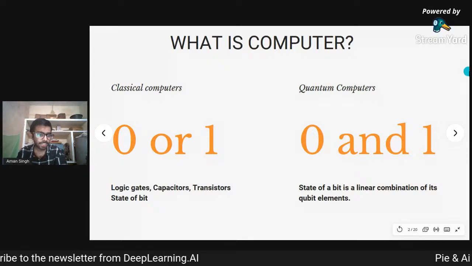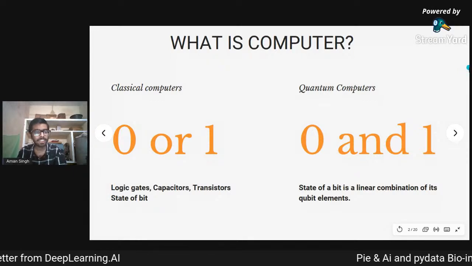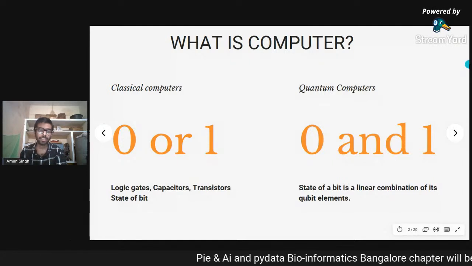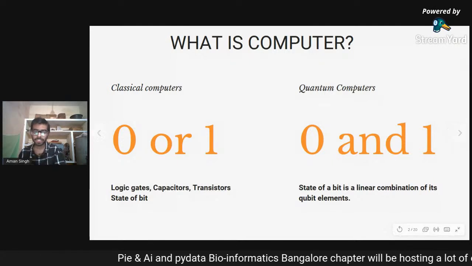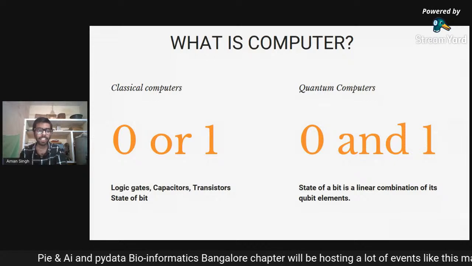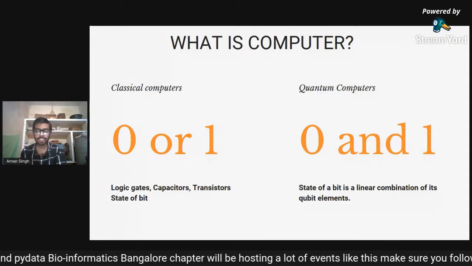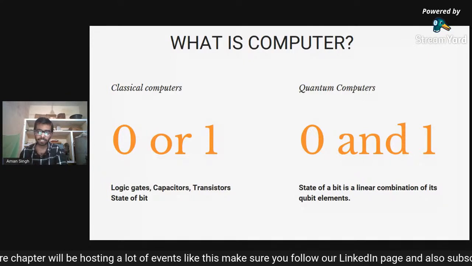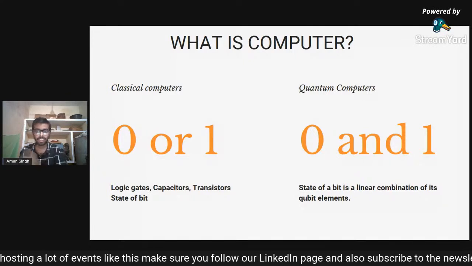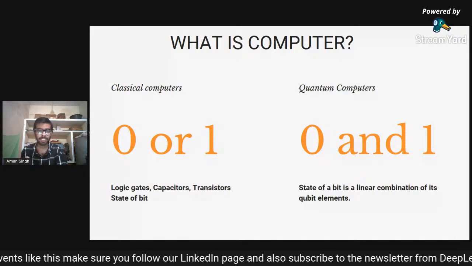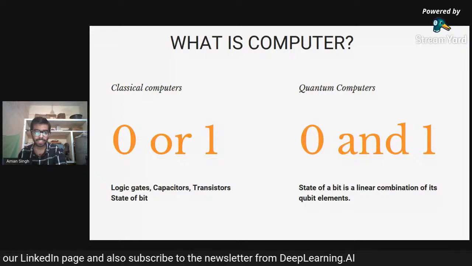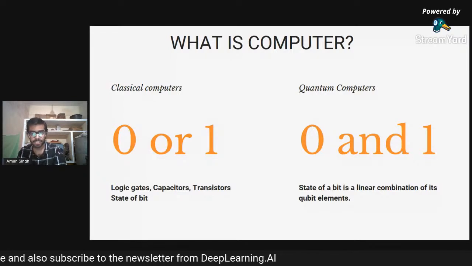For classical computers, logic gates, capacitors, and transistors define the states of the bit. You can change the state of the bit by using these components in computer organization, because logic gates are just simple hardware which controls the bit. Like a NOT gate: if you input 0, then you get output 1. Therefore, you can change the states of the bit.